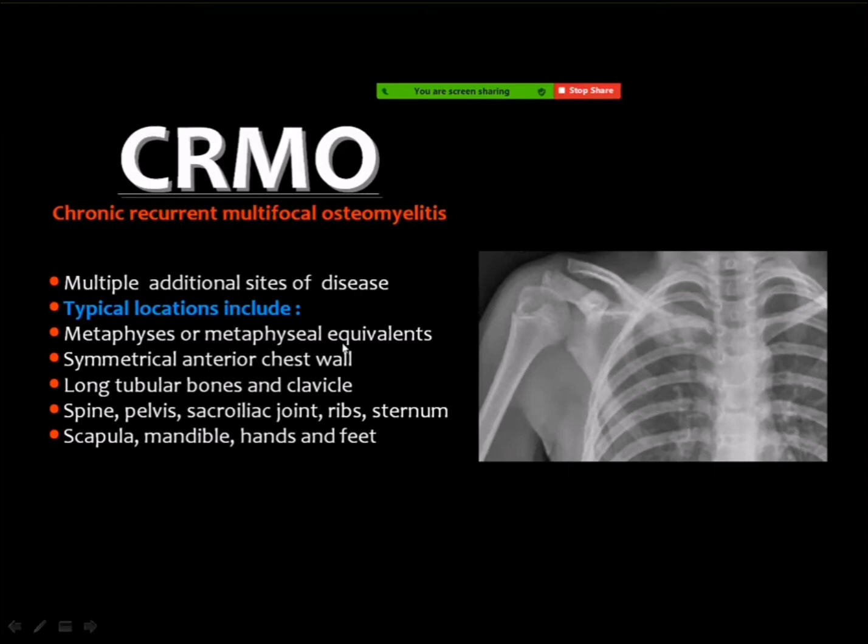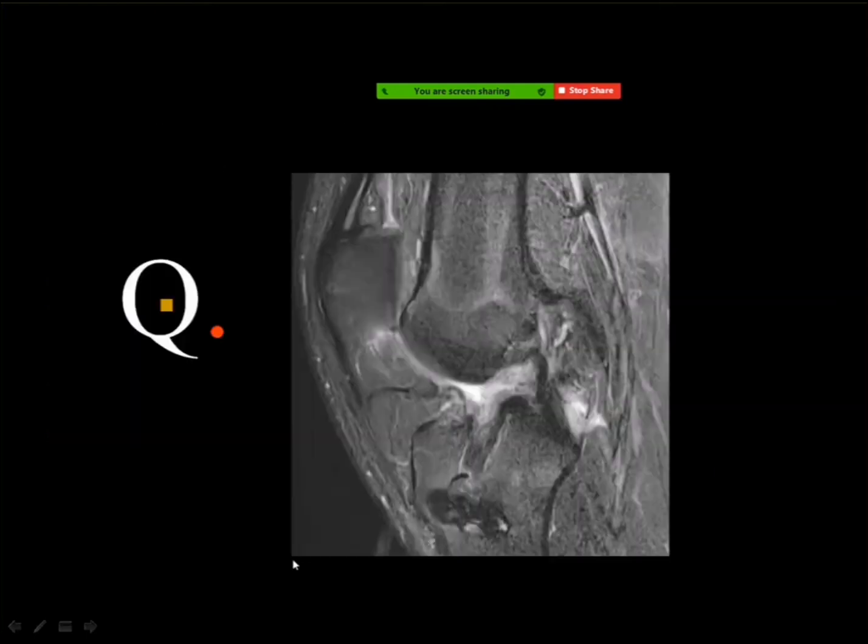The typical locations are the metaphysis, symmetrical anterior chest wall, long tubular bones. The clavicle is one of the well-known sites. Then this is the case of MRI of the knee after ACL graft reconstruction. Cyclops.